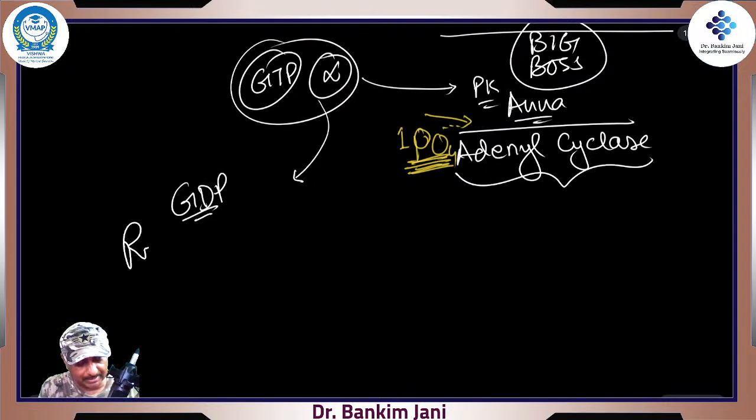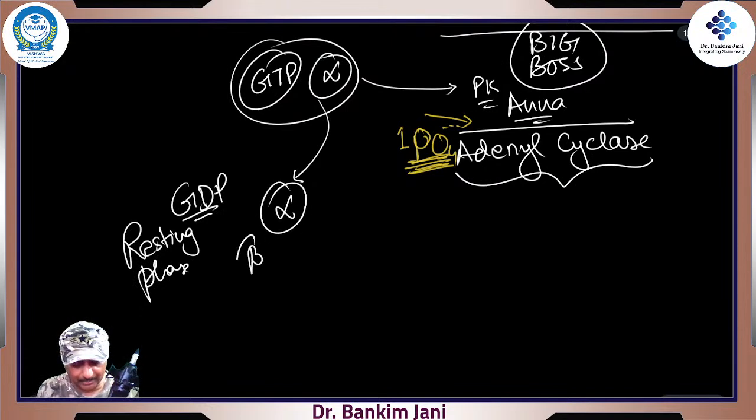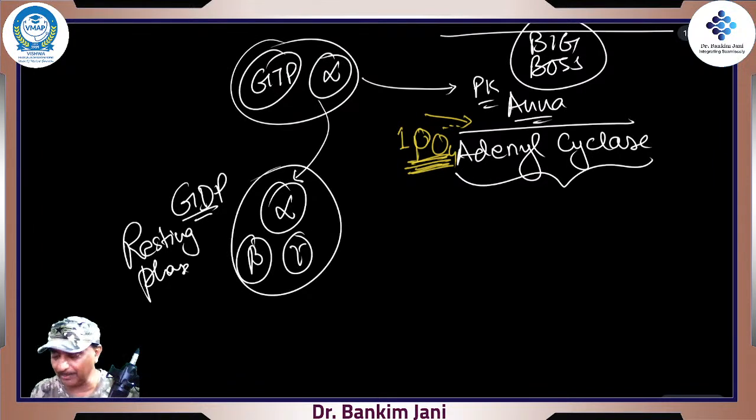GDP means it is the resting phase. It is the resting phase. So in resting phase, he goes back to the gaon, right? And then alpha, and कि चलो दोस्तों वापस आ जाओ, right? And we are back to origin. And in the process, जो कमाया था, that thing is being given to this adenyl cyclase protein.